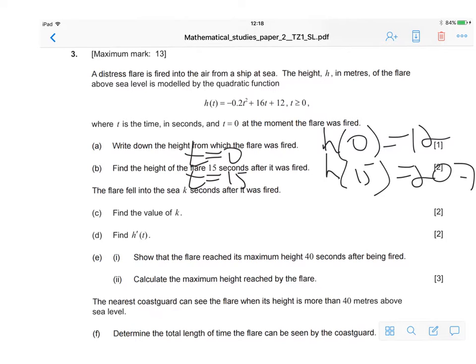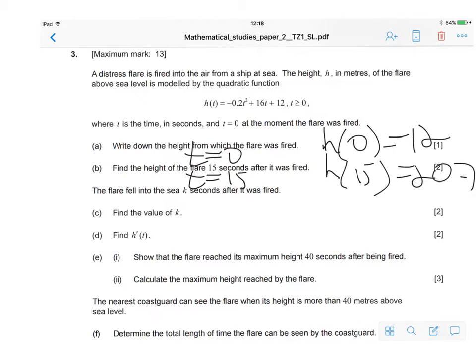And then find the value of K. We could do that using the quadratic formula, not very easily. And then we can find the derivative function using the power rule, and then we can show on F, figure out the heights. Again, we could go back and use the quadratic formula if we want to do it written. And then the total length of time the flare can be seen.